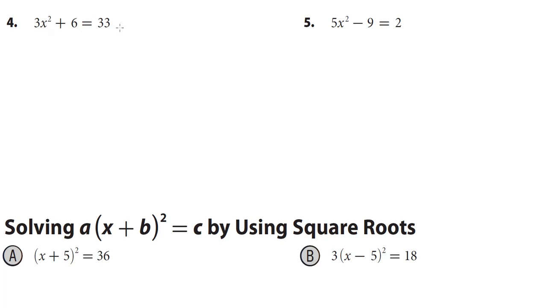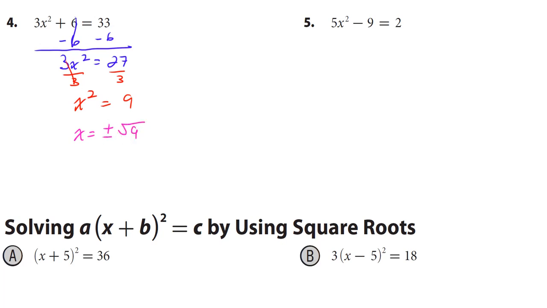So number 4, 3x squared plus 6 equals 33. I'm going to subtract 6 from both sides. This gives me 3x squared equals 27. Then I'm going to divide both sides by 3. This gives me x squared equals 9. Then I want x, so x equals plus or minus, positive or negative, radical 9, and we know that 9 is a perfect square. So x equals positive or negative 3.